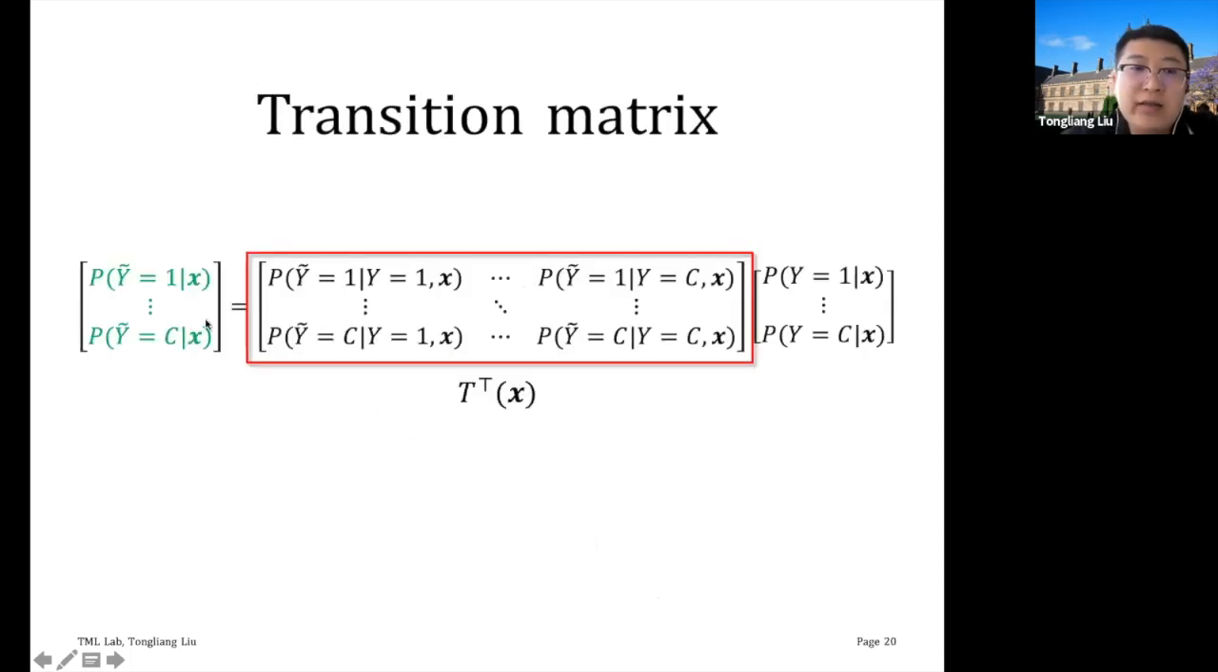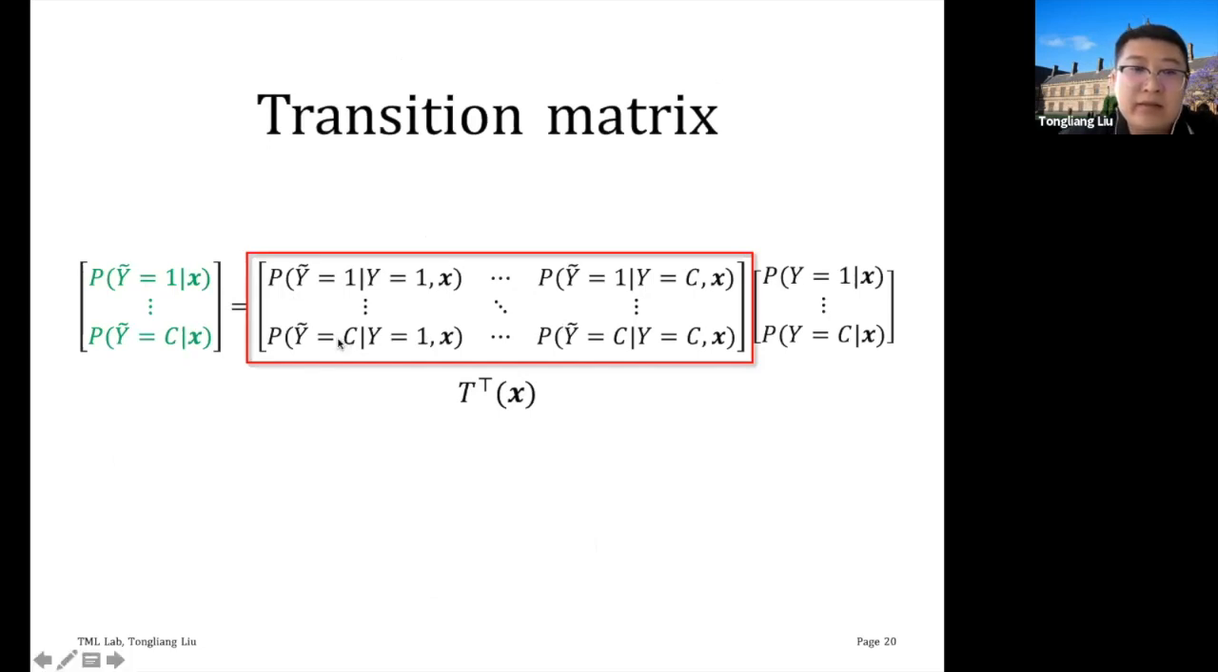And now we can have this equation. Basically, this equation is a vector form of the law of total probability. For example, the first entry of the noisy class posterior equals the first row of the matrix dot producted by the clean class posterior. So this is the law of total probability.